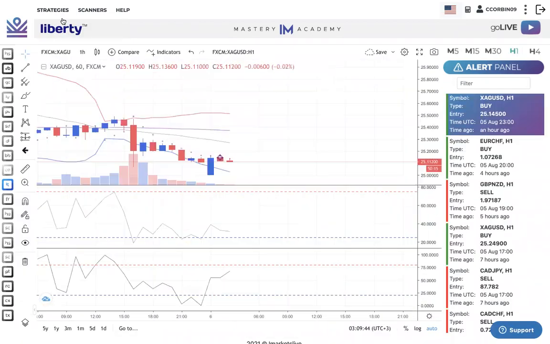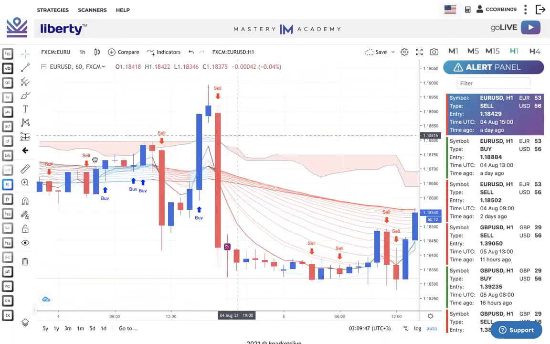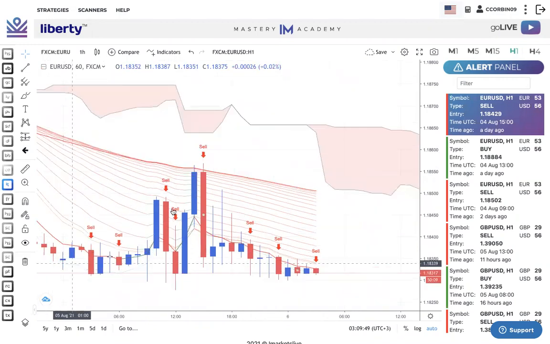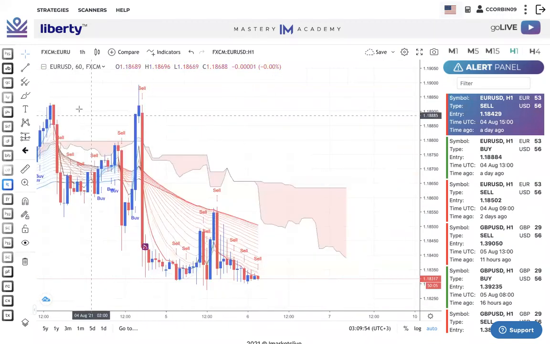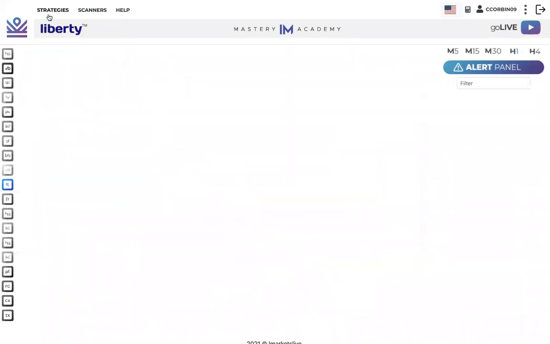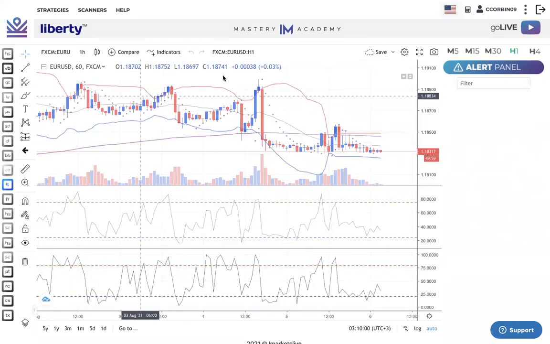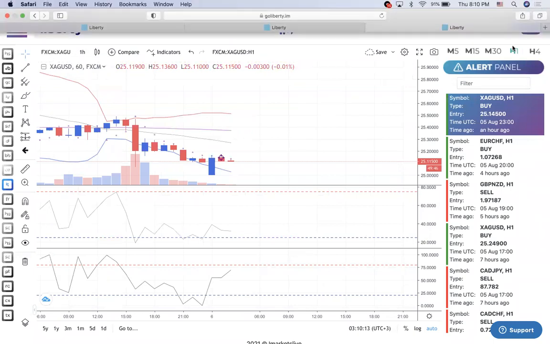So first and foremost, I'll start with the Simple Scalper strategy. When you first load up your Liberty Scanner, the first thing that you're going to see is the Web Swinger, which looks like this. If this is the strategy that you prefer, by all means go for it. But if you don't like this strategy, that's okay too, because you have options. So I'm just going to start with Simple Scalper, just because it's literally the first strategy, and work my way down them so that y'all understand everything that's on the Liberty Scanner. So basically we've got the strategies, the scanners, your help.